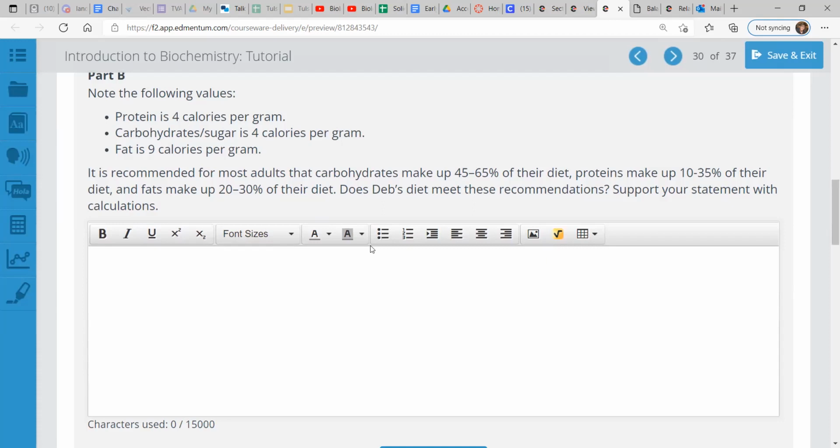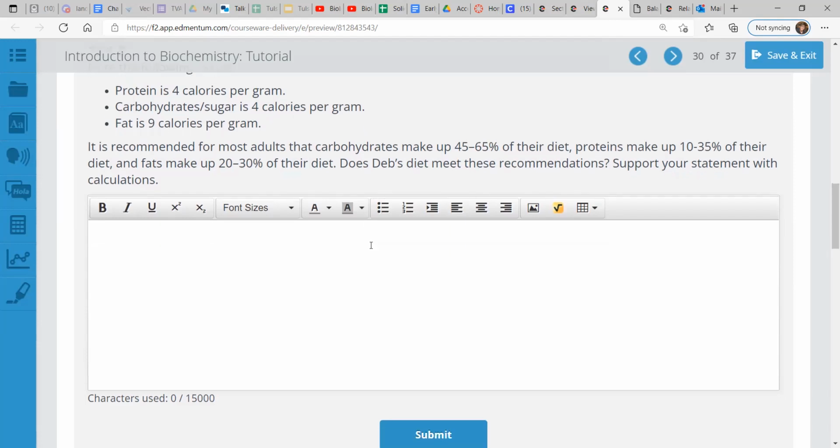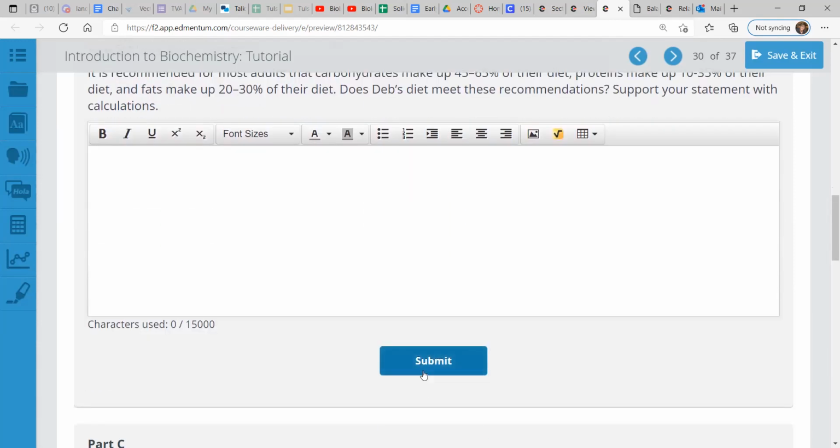It's recommended that most adults eat carbs in the range of 45 to 65% of their diet, protein making up 10 to 35% of their diet, and fats making up 20 to 30% of their diet. Does Deb's diet meet these recommendations? Support your statement with calculations.